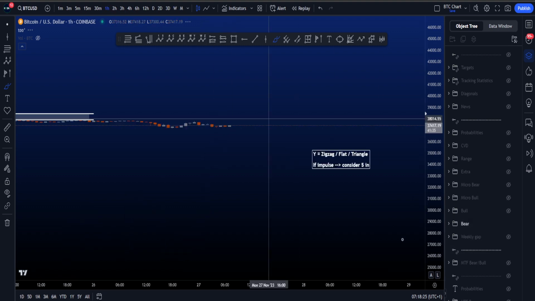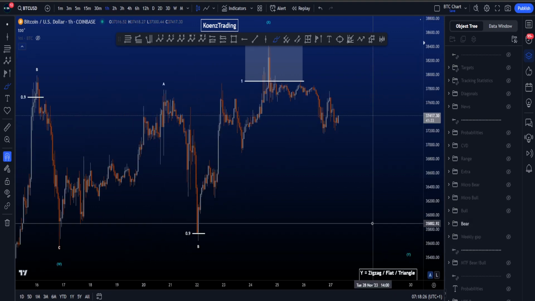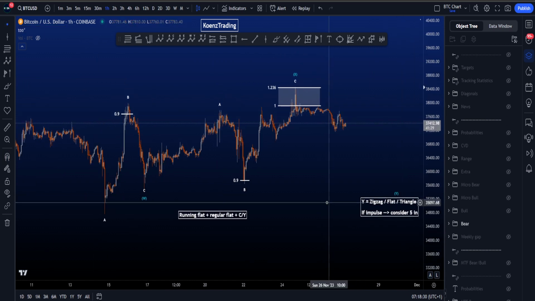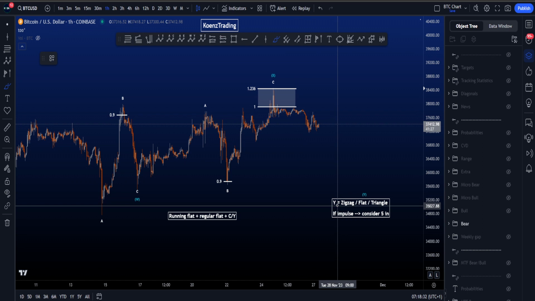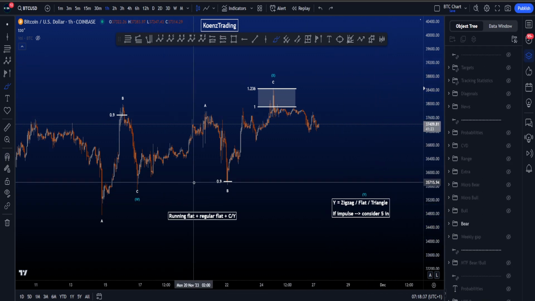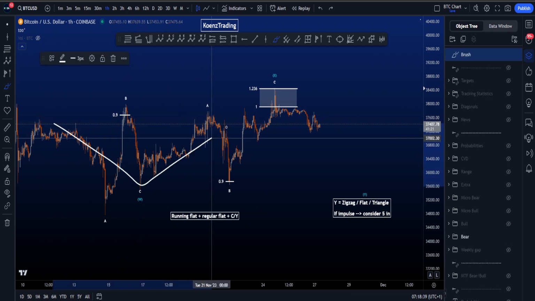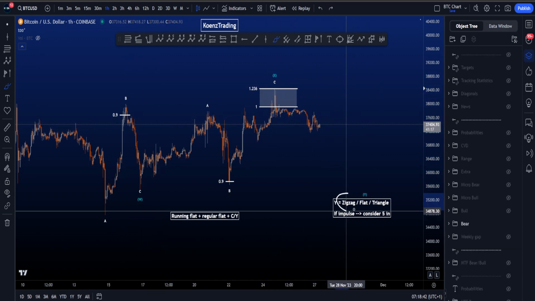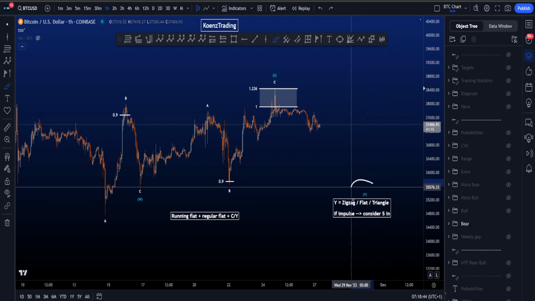If we then zoom in to the current range that we've been in for a while now, over here we have the complex sideways corrective structure, which is then a wave 4, looking for another wave 5 towards the upside. In this scenario, we're looking for a WXY, a running flat, regular flat, and then looking for either a zigzag, flat or a triangle inside of this wave Y over here.